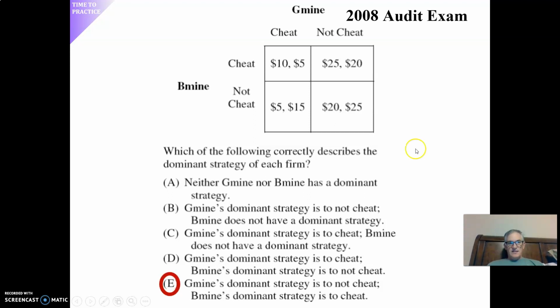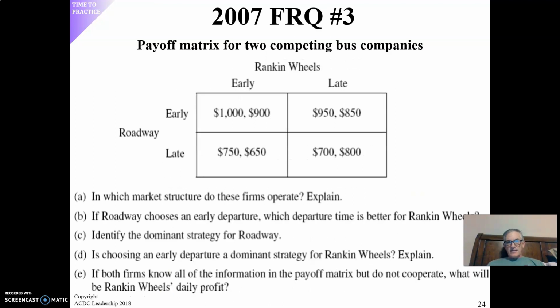All right, good. Jiminy's dominant strategy is not to cheat. Bimini's dominant strategy is to cheat. If you played that out, you could kind of see how that would work. All right, here's one from the 2007 FRQ. Such an easy FRQ. Like I said, you guys need to celebrate if you get one.